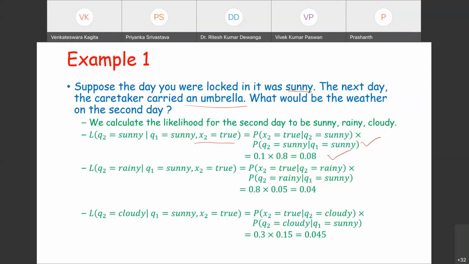Alright, so we have found the likelihood of all the three possibilities. So what is the prediction based on this? What should be the prediction? Sunny, rainy, or cloudy? Sunny. It should be sunny, right? Because it has got high likelihood, isn't it? So the likelihood is 0.08. It is bigger than the likelihood of rainy and cloudy, right? Higher than them. So you classify this as sunny. Okay, weather on the second day. So it is most likely that the second day weather is sunny.